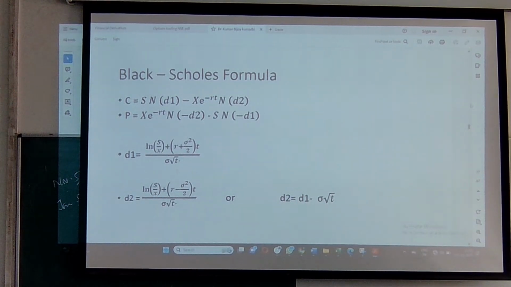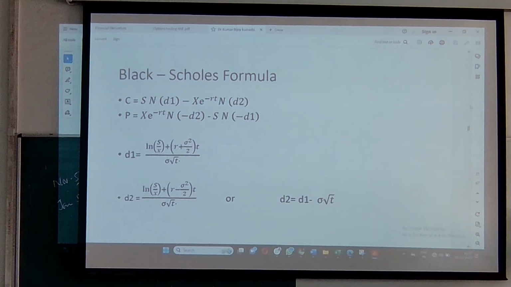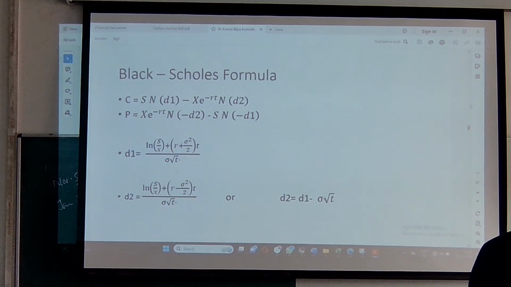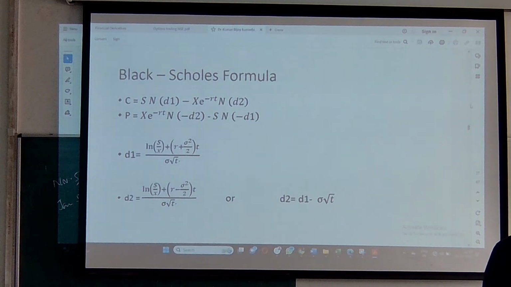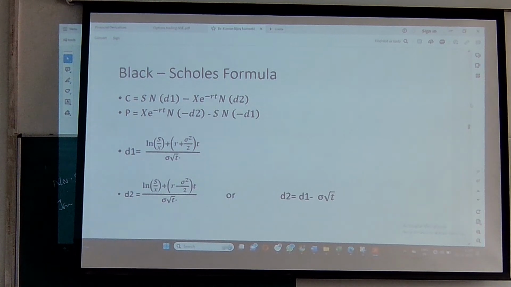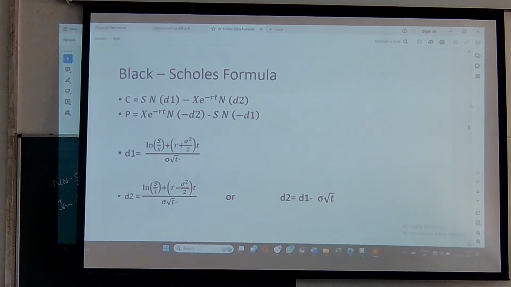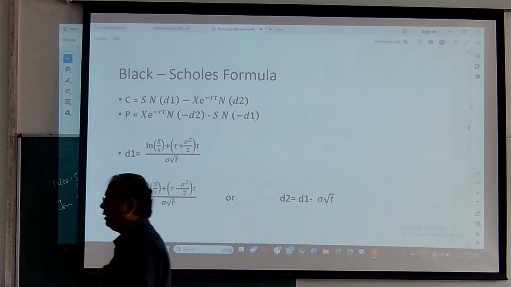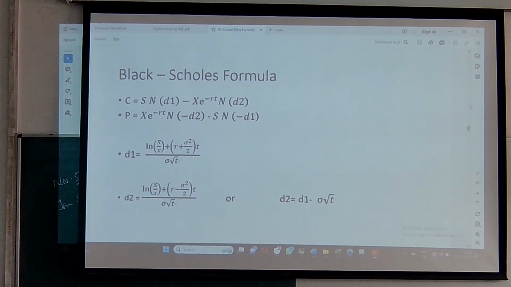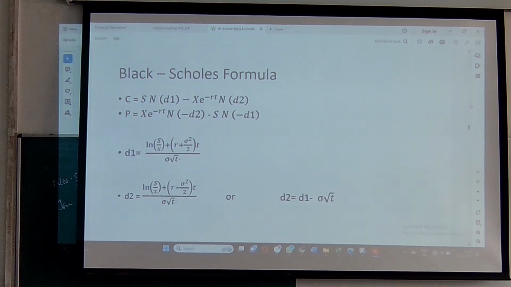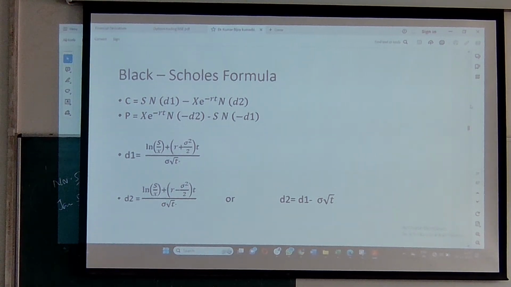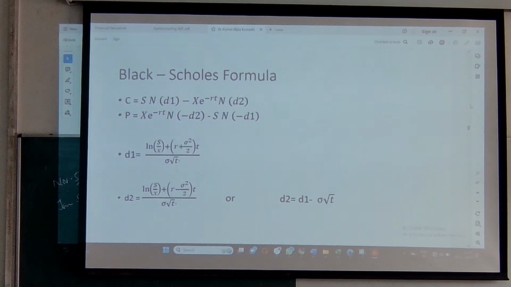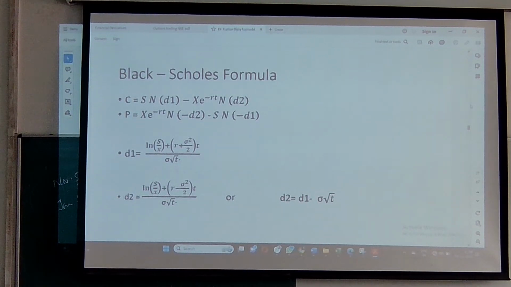Right? What will be the D2 value? Minus 0.1. Okay. So how much will it become? 0.17. D2 will be 0.17. Now from D1 we will calculate ND1, and from D2 we will calculate ND2.